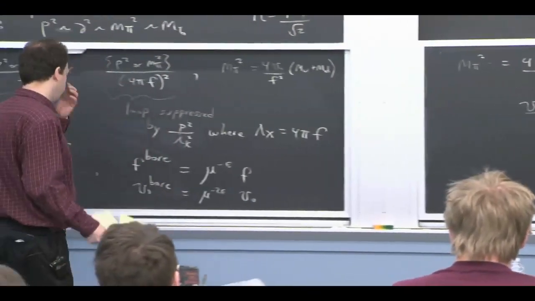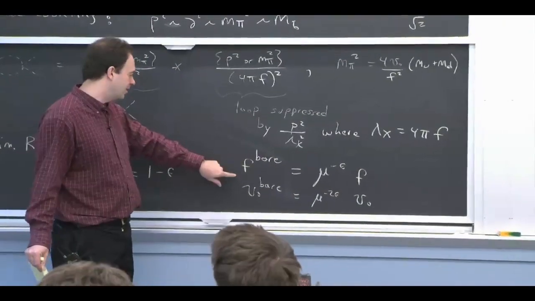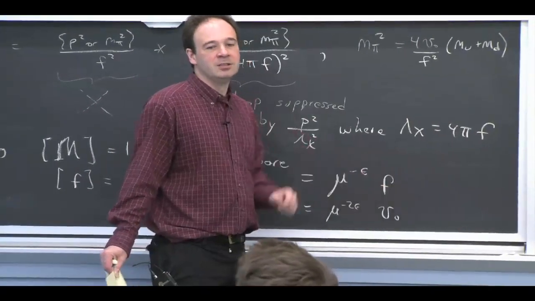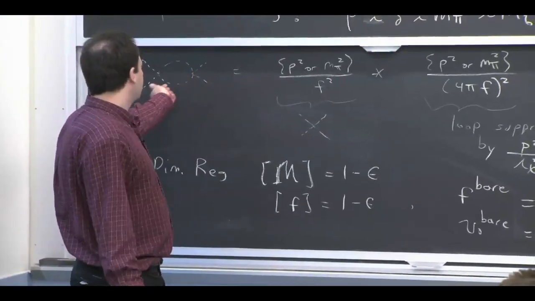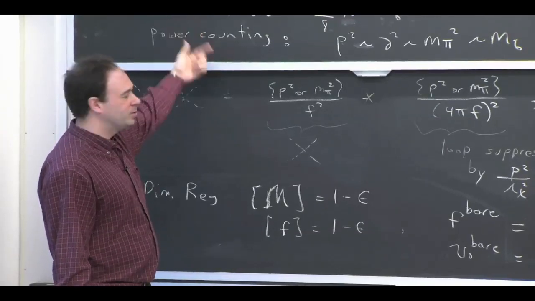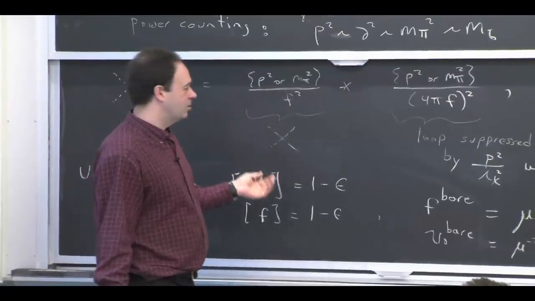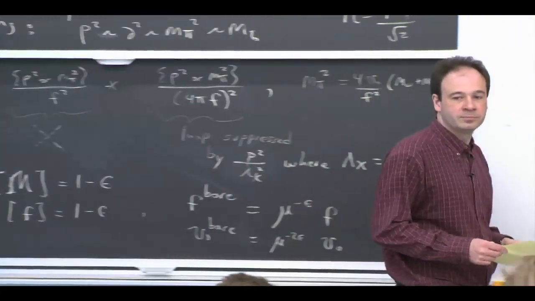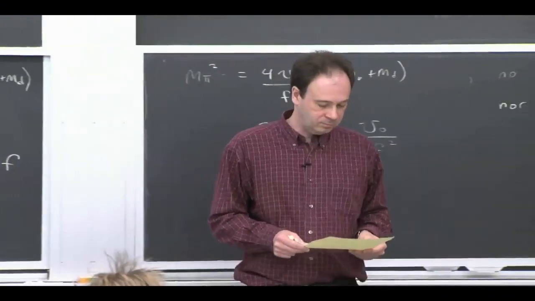The other thing that's different about this than in a gauge theory is in the gauge theory you'd have g bare is equal to mu to the epsilon times g, but then you'd have a Zg. But in chiral perturbation theory, the way that the loops work, the loops aren't renormalizing the leading order Lagrangian. The loops are renormalizing something else because they ended up being suppressed. So you don't need counterterms here for the leading order Lagrangian. That's why I didn't put a ZF or a ZV0 here.